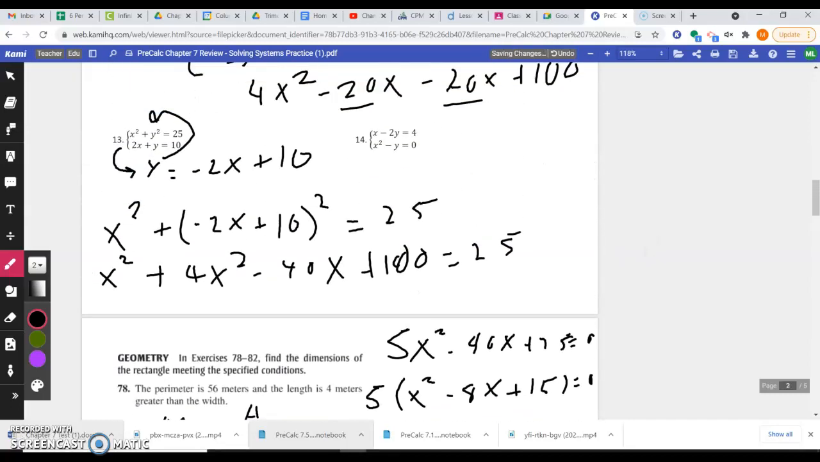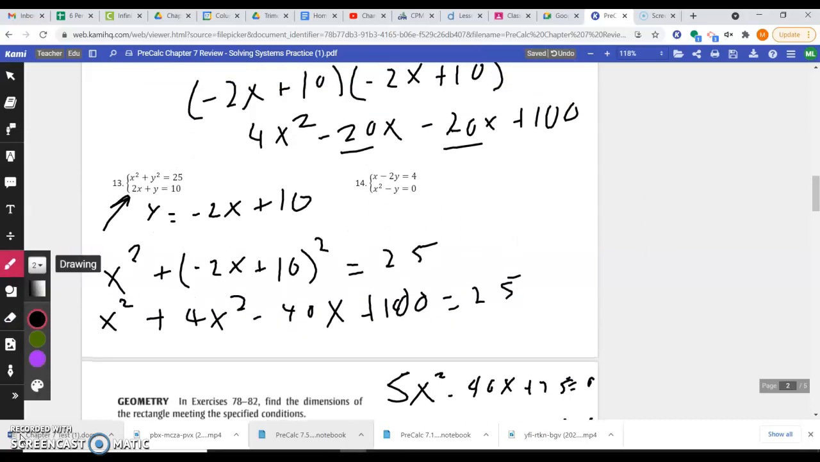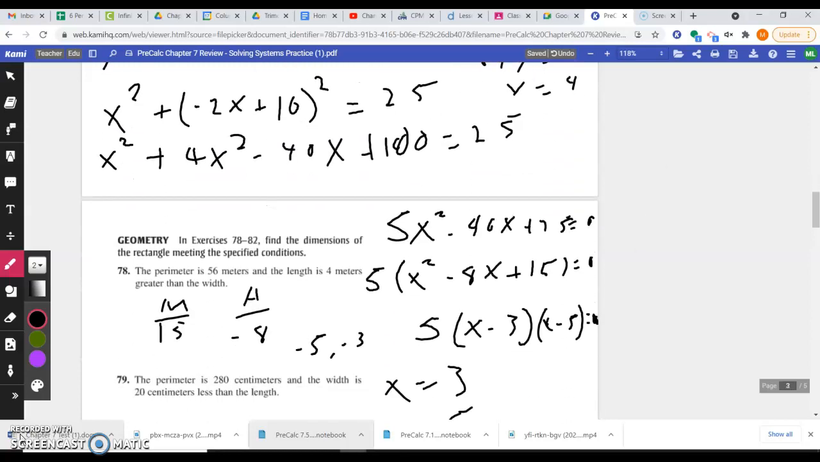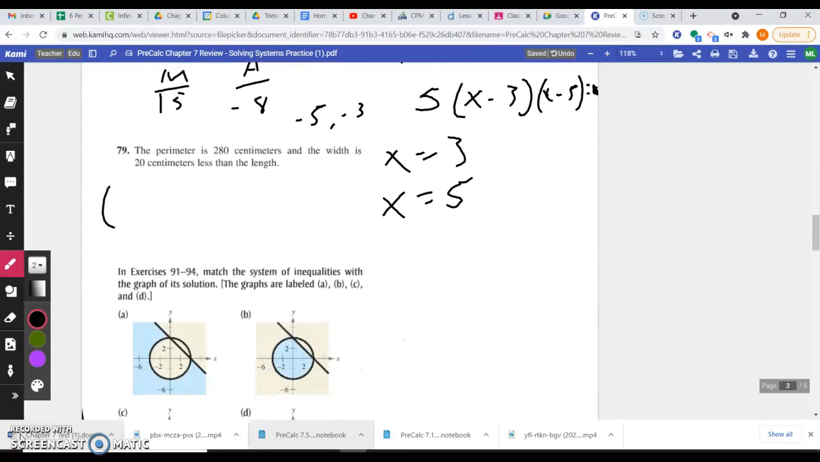I can just plug these back in then. It's probably best to just plug them back into the original equation, this second one here, and that is 2 times 3 plus y equals 10. That is 6 plus y equals 10, or y equals 4. So one of the answers here is going to be 3, 4.